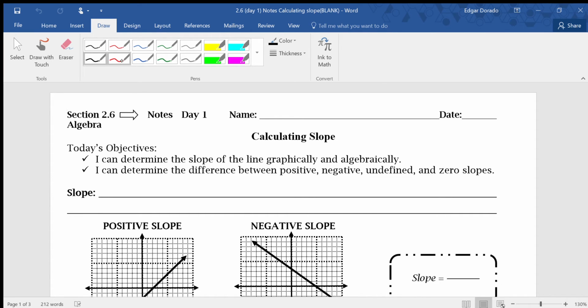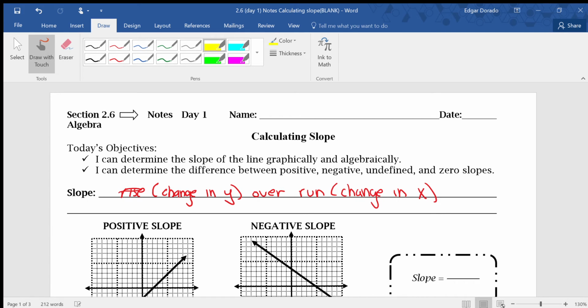Go ahead and get our pen tool here. All right, so a slope is the rise, in other words, change in y, over the run, or change in x.